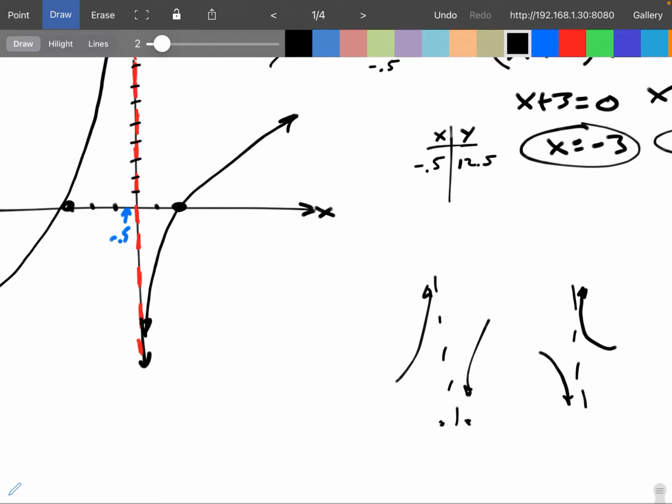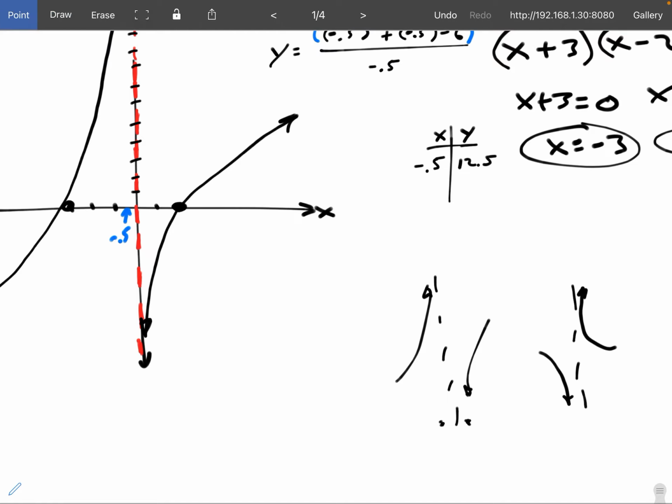So then I just needed to pick one x value that's close to that vertical asymptote. So I needed something close, that red dotted line right here. This is my vertical asymptote, right? So I needed an x value close to that red dotted vertical line. Since that red dotted vertical asymptote was at x equals 0, I just picked something just to the left of 0, which is negative a half.